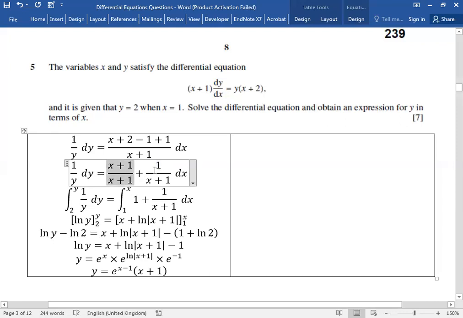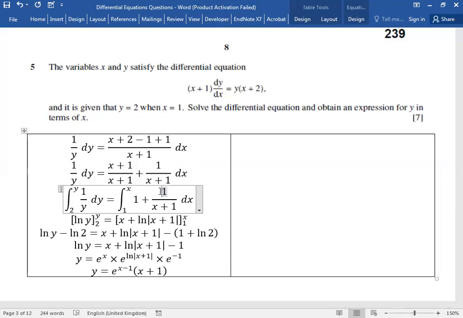I get this as 1 and this will be 1 upon x plus 1. याद है, वरना लॉन्ग डिवीजन से भी आ सकता है. x plus 2 upon x plus 1. लॉन्ग डिवीजन करके भी कोशेंट और रिमाइंडर आप निकाल सकते हैं. Now you integrate it. You can use different integrals, or if you're not using different integrals, always put a plus c on either one of the places.